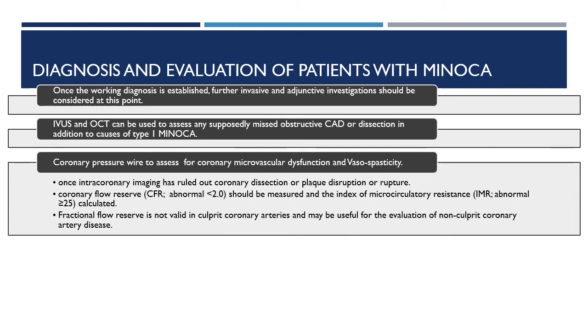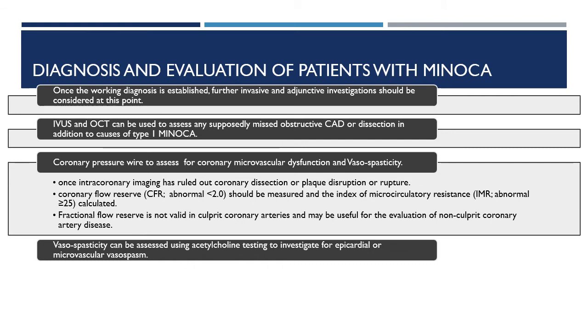So we have done intracoronary imaging, that is IVUS, OCT, and coronary angiography, and coronary dissection and plaque disruption or rupture is ruled out. We can calculate coronary flow reserve, with an abnormal value less than 2, and it should be measured along with the index of microcirculatory resistance. The abnormal value is 25 or greater. We can also calculate the fractional flow reserve, but it's not valid in culprit coronary arteries and may be useful for the evaluation of non-culprit coronary artery disease.